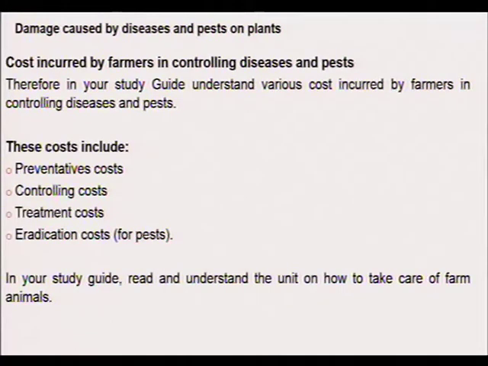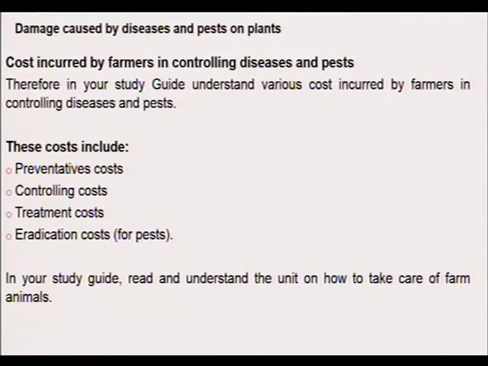Now, some of these costs may be preventative costs. For example, the costs that are involved when you are trying to prevent these diseases from occurring or to prevent some pests from taking place. So we have some preventative measures in place and they are costly. And we also have controlling costs. These are costs or measures that are used in order to control the outbreak of these diseases or pests on the farm.